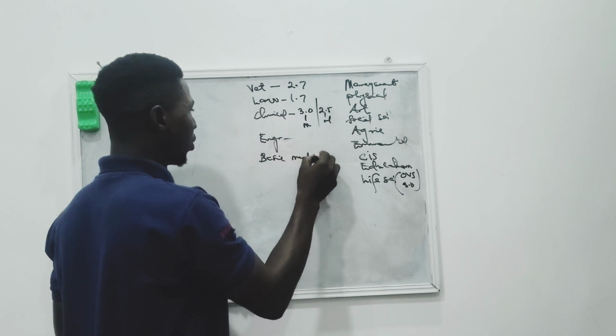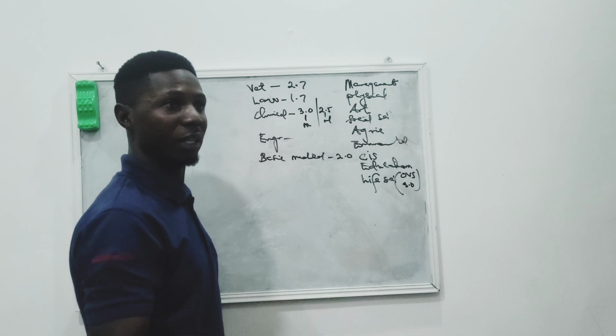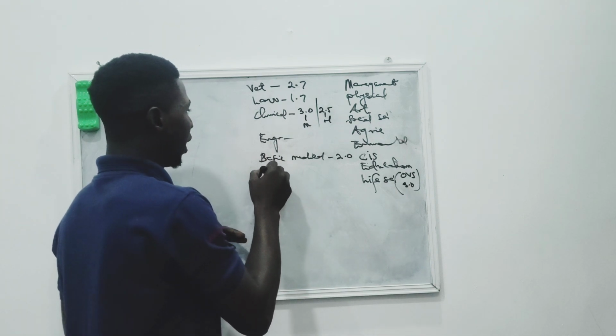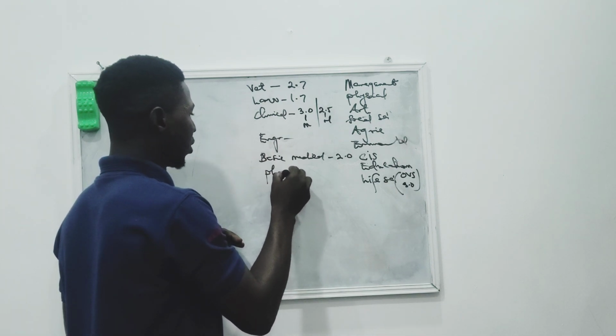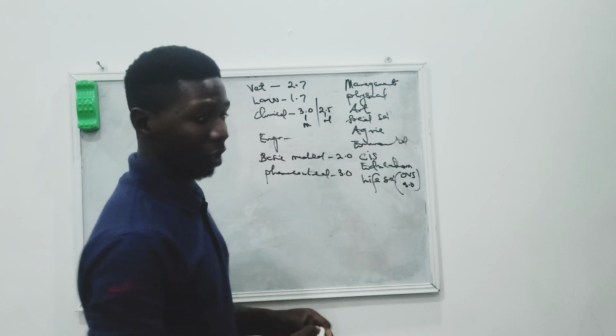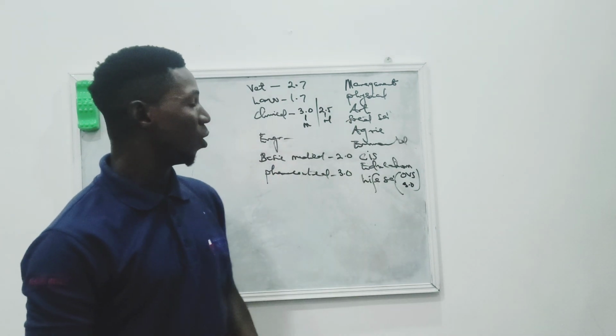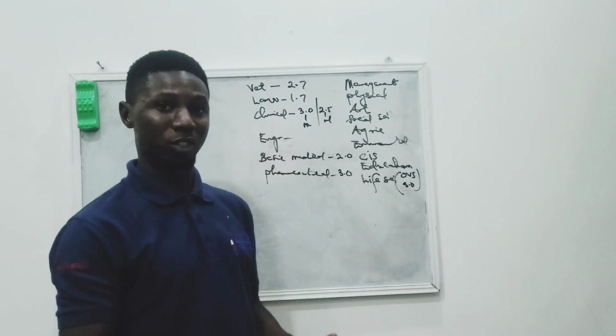Basic medical is 2.0. But you have your anatomy, physiology, physiotherapy, MLS, and the rest. So the last one is pharmaceutical sciences. For pharmaceutical is also 3.0. I'm not sure there's any condition attached to those ones. So these are the list of faculties we have and their crossing GP.